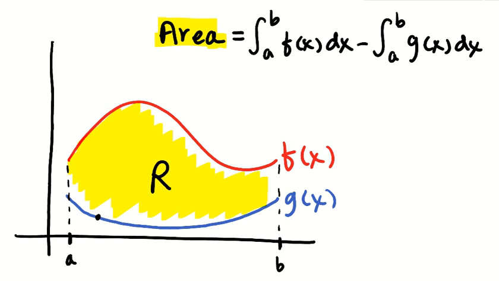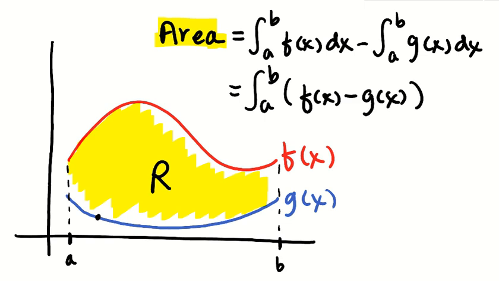Oftentimes, if both f and g are polynomials, it could be easier to integrate if they have some terms of the same power, so we can combine these integrals using one of our integral properties and say that this is the integral from a to b of f of x minus g of x dx.